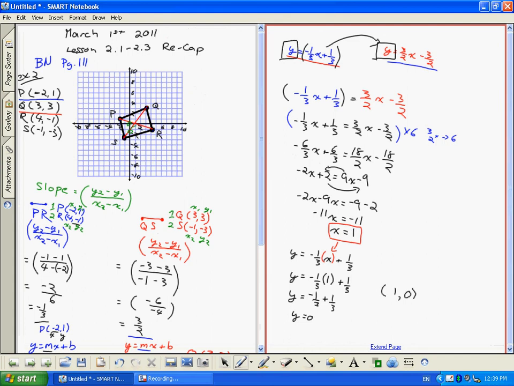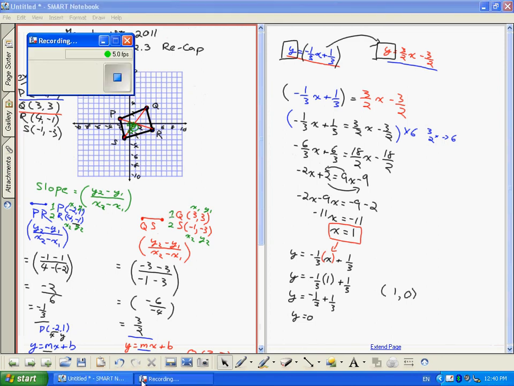If we take a look, that makes sense. Right there, (1, 0). That's where the two diagonals cross. So we've proved it now.